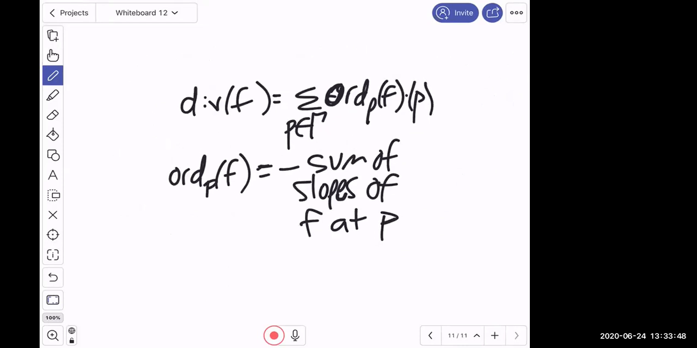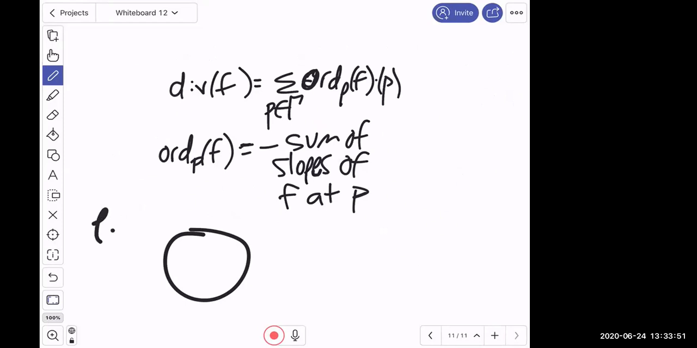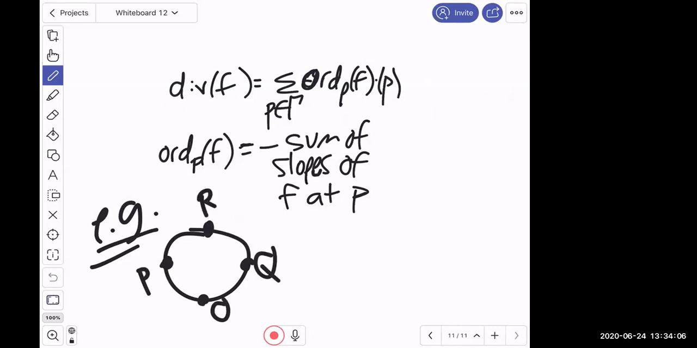So let me draw a picture here very quickly. Let's say your metric graph is a circle, and maybe you have some points on that circle. Let's call them O, P, Q, and R. And suppose I take a function that has slope 0 from P to Q, slope 1 from R to Q, slope 0 again, and then slope 1 from P to O. So you could try to visualize the graph of this function. It will be continuous and piecewise linear.